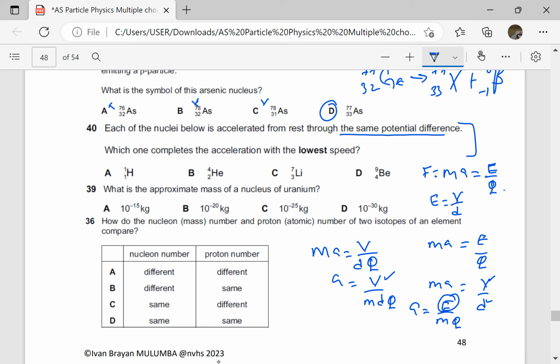So the product of M, the mass of lithium, is going to be 7U times Q. The charge is 3E. Then for beryllium, the mass is going to be 9U times the charge, which is going to be 4E. So it means beryllium, because acceleration is inversely proportional to the product. Because the product is greater for beryllium, so here the answer is going to be D.